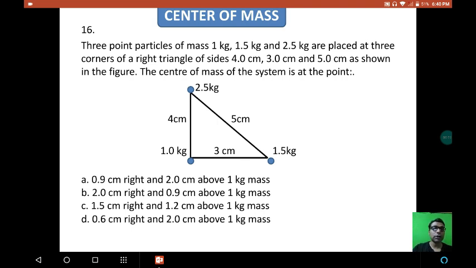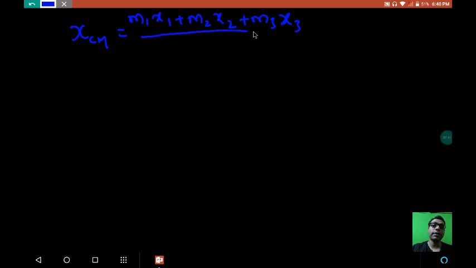So let us solve this. The center of mass for a system, if we have 3 masses, can be found by m1 x1 plus m2 x2 plus m3 x3, this whole being divided by the total mass. We just plug in the values.